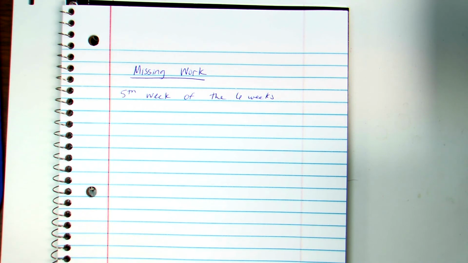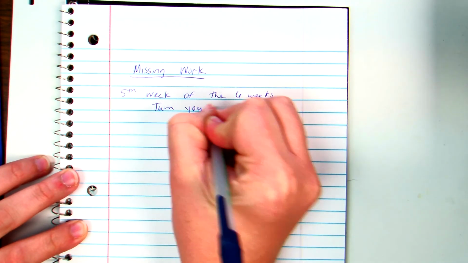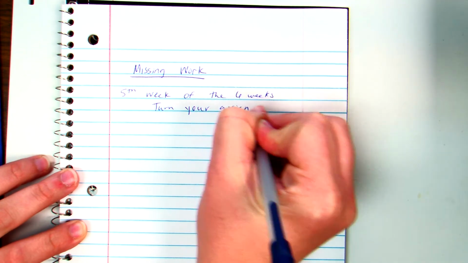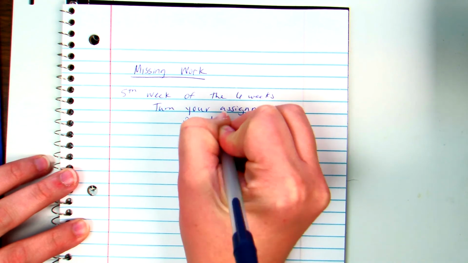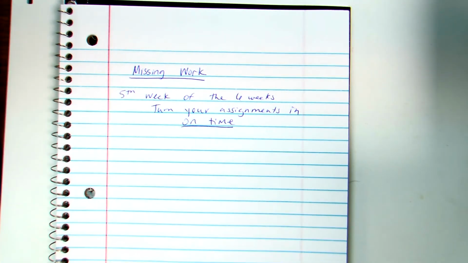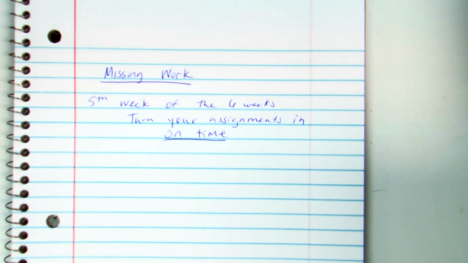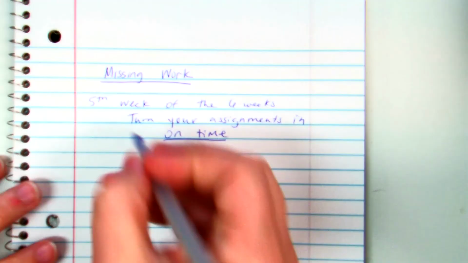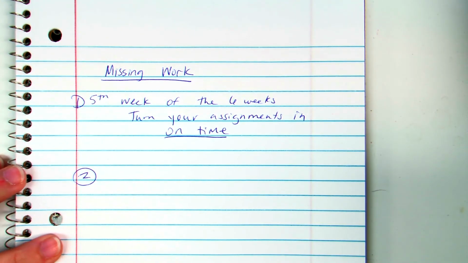So what should you get from this? Turn your assignment in on time. That's what you need to know. Everything that we're giving you, you should have plenty of time to do in class. If you feel that it's too much, you need to come talk to me. The next thing, missing work. If you want to turn it in to Mrs. Forrester and have her grade it, that's fine.